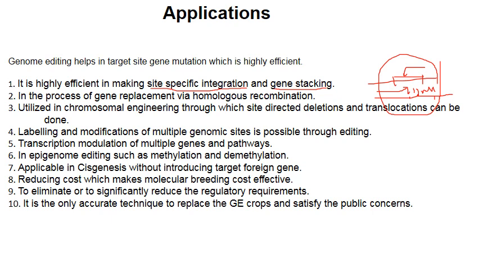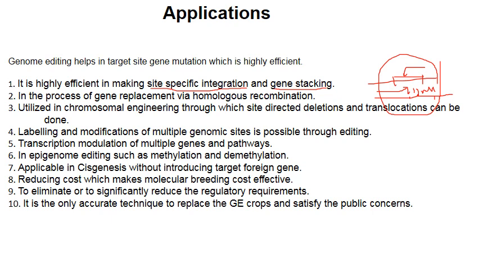In genetic engineering also, the defects we observe, or in common terms the side effects, can also be overcome by editing technology. Transcription modulation of multiple genes and pathways is done by this. Epigenomic editing, such as methylation and demethylation, can be controlled by editing technology. Epigenomics means where the changes are observed at the phenotypic level but no changes at the DNA level.